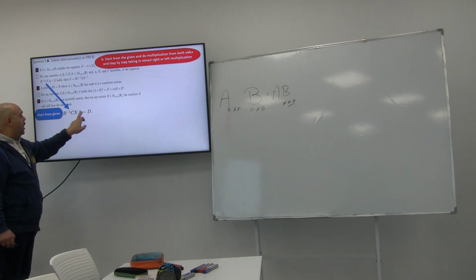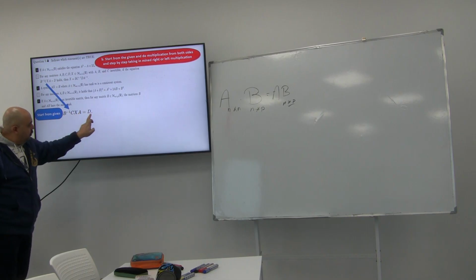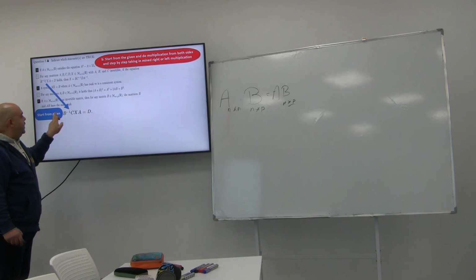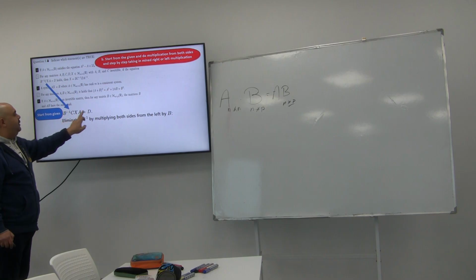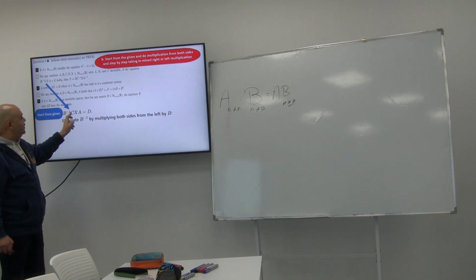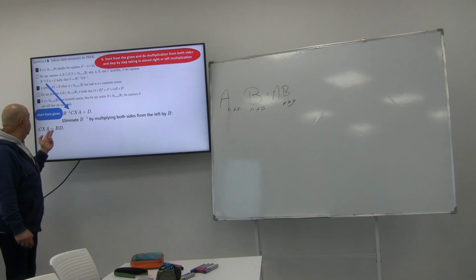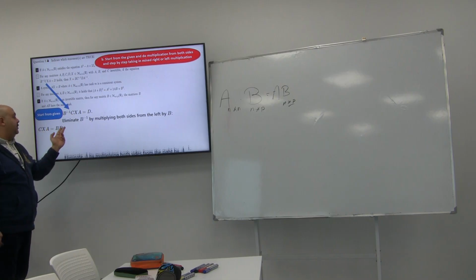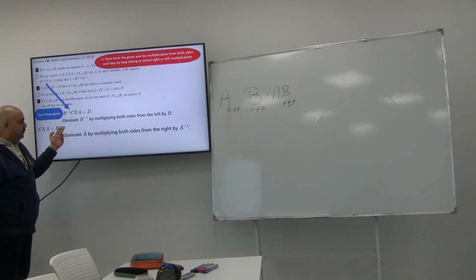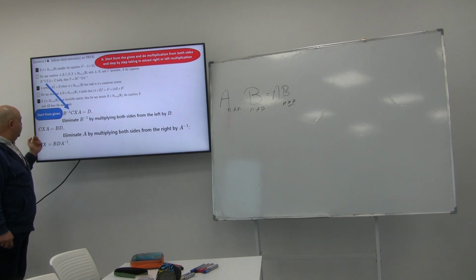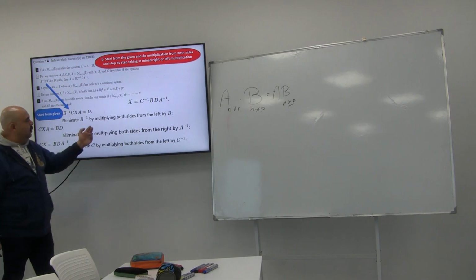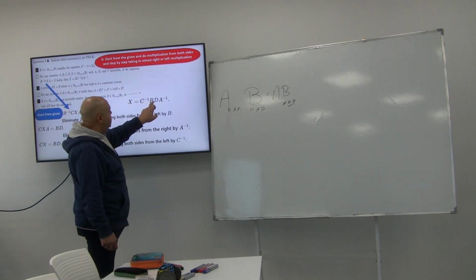I will multiply both sides by B from the left. If you multiply this statement by B from the left, B will cancel B minus 1 and will be added to the right-hand side. You will have CXA equal B times D. Then once more, I will need to get rid of A, so I will multiply both sides from the right by A minus 1. So I will have now CX equal BD A minus 1. Finally, I will multiply from the left by C minus 1, both sides, and I will have X equal to C minus 1 BD A minus 1.